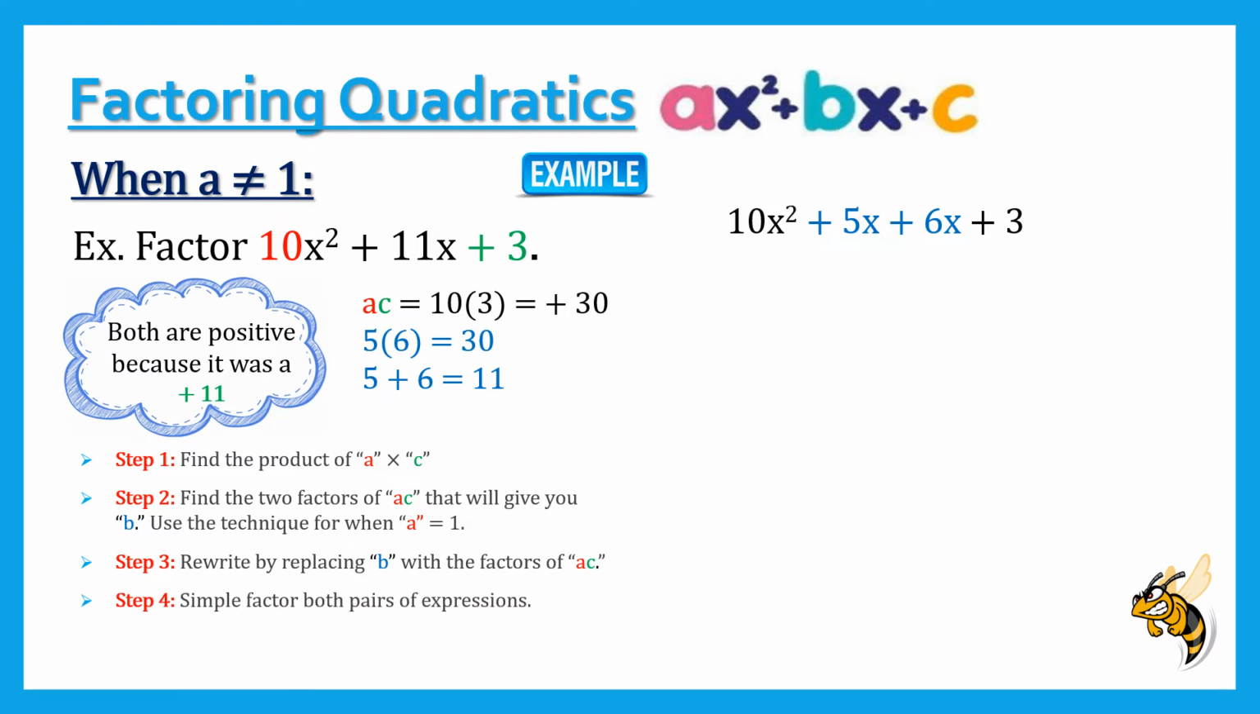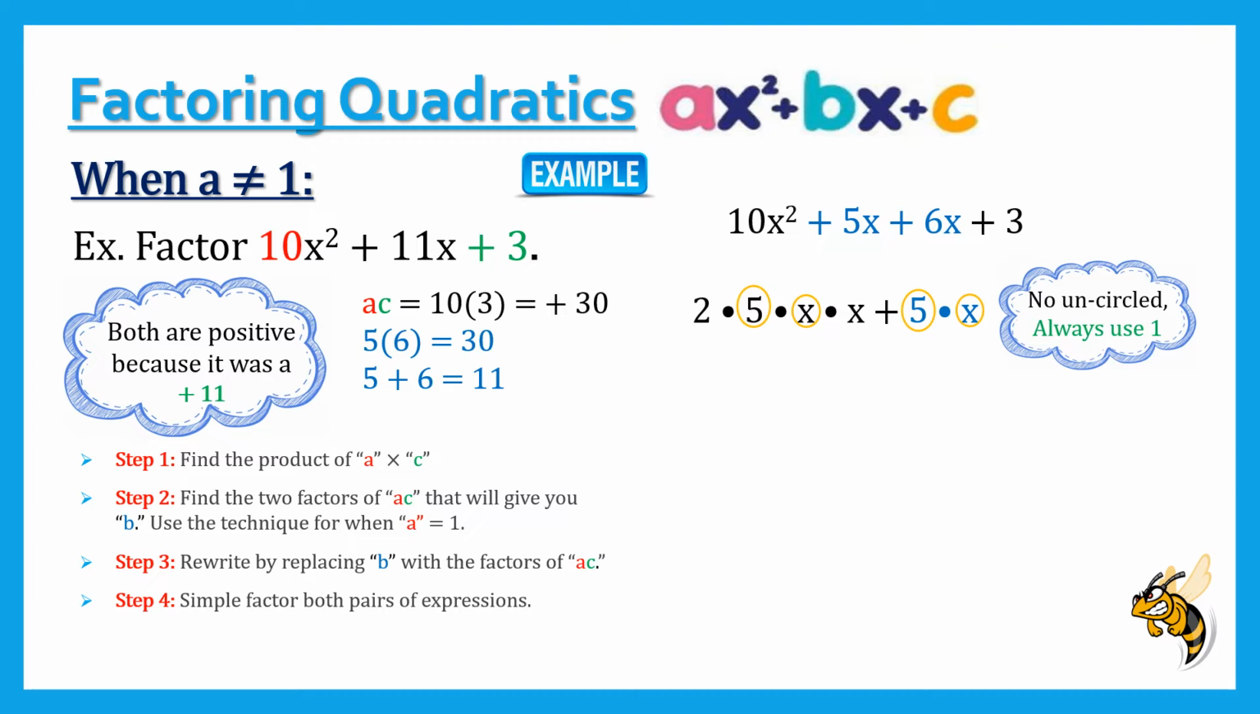Now we need to simple factor both pairs of expression. So now I'm going to factor the 10x squared plus 5x and put it in its prime factorization state. So the first one is going to be 2 times 5 times x, which is 10x squared, plus 5 times x. We want to know what both terms have in common. You can see that both of them have a 5 in common. They also have an x in common.